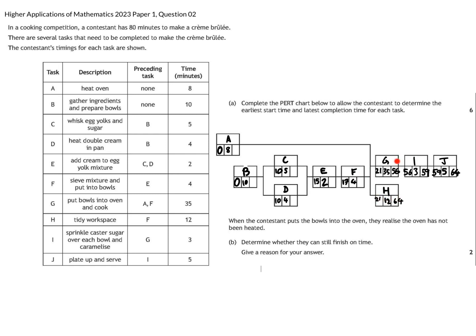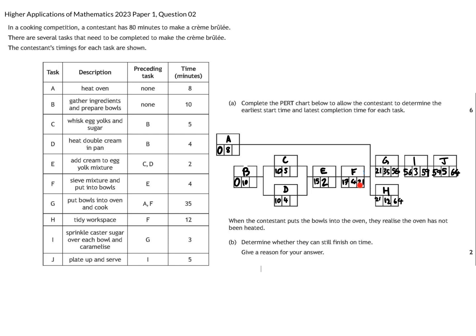We now work backwards. You'll notice task F has 2 tasks leading into it. 56 minus 31 gives us a potential latest completion time of 21. 64 minus 12 would give a potential latest time of 52. So when you've got 2 pathways going into one box, we've got to pick the earliest one there. So this means the 52 isn't any use. We're going to put 21 in here.